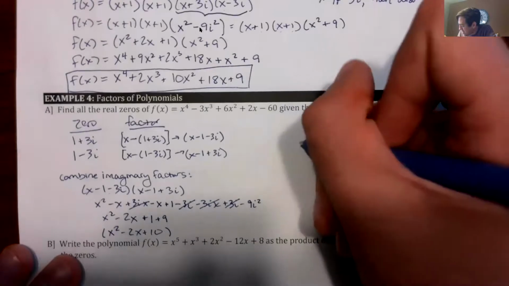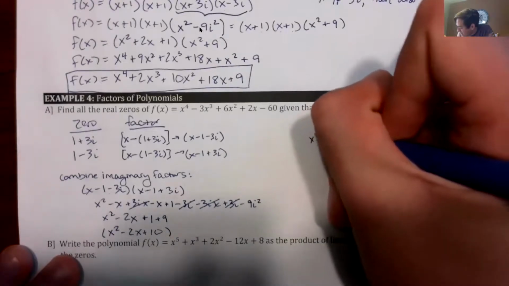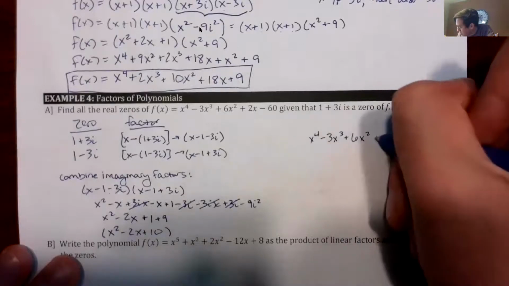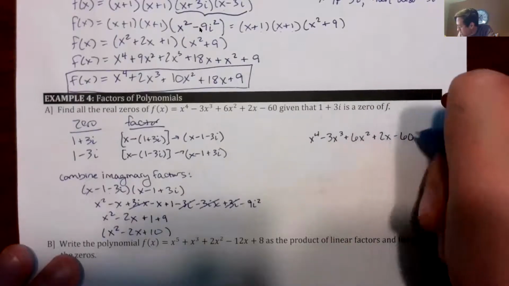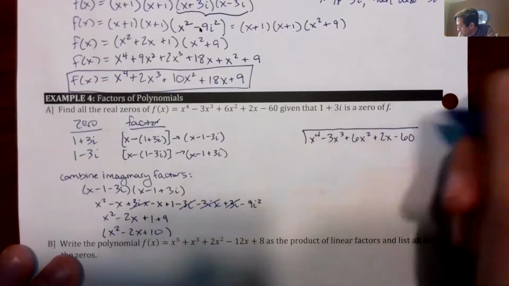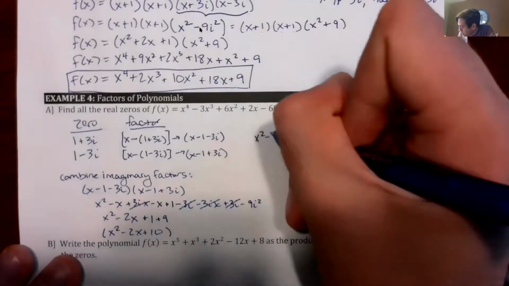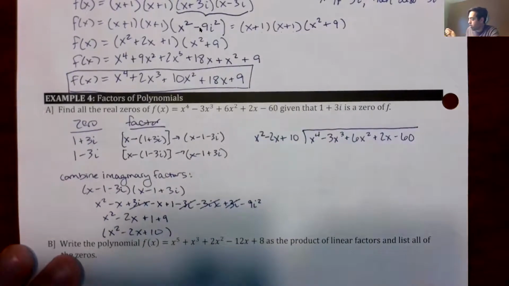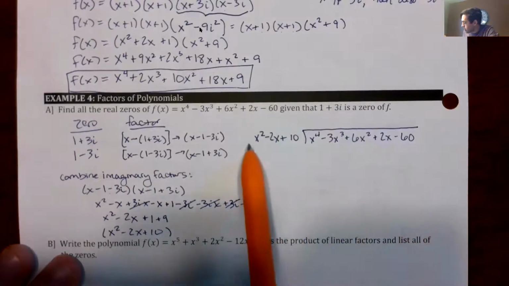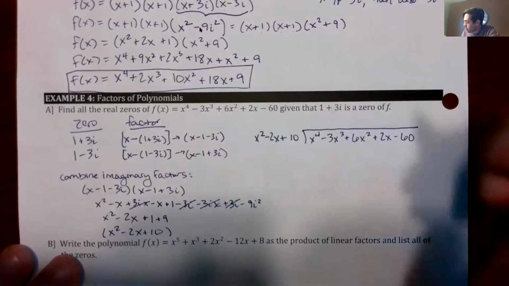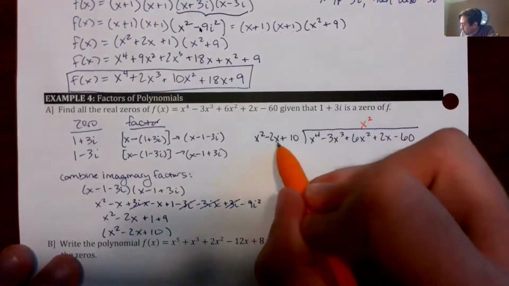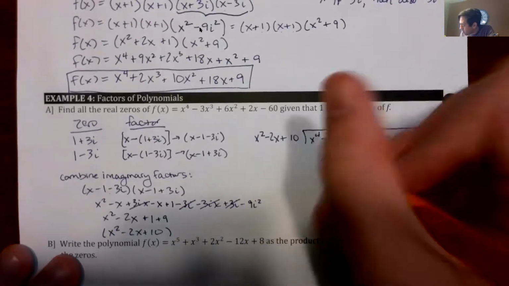So let's try this. We have x to the 4th minus 3x cubed plus 6x squared plus 2x minus 60. And we're going to divide out x squared minus 2x plus 10. So this is going to be good practice. So let's remember, what do I have to multiply by x squared to get x to the 4th? And the answer would be x squared. I distribute the x squared to all three of these terms and write it under here.